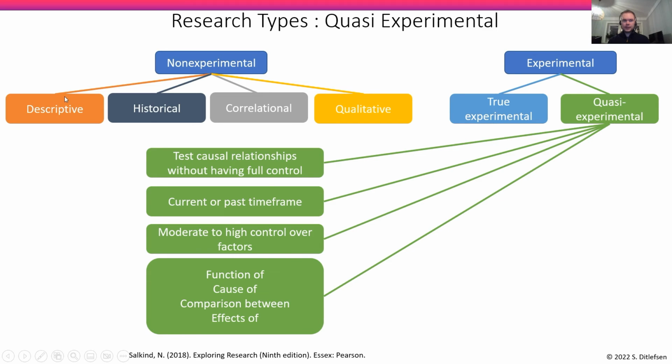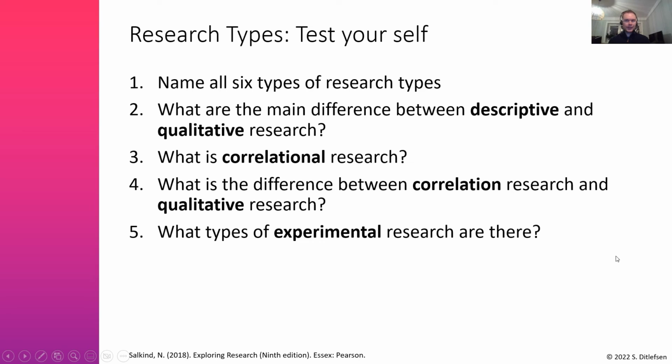Okay, do you know all these now? Descriptive describes something, historical something in the past, correlation something between 2 variables or more, qualitative, true experimental, and quasi-experimental. Okay, we did name all 6 types of research. If we close our eyes, start to the left. What was the first one?